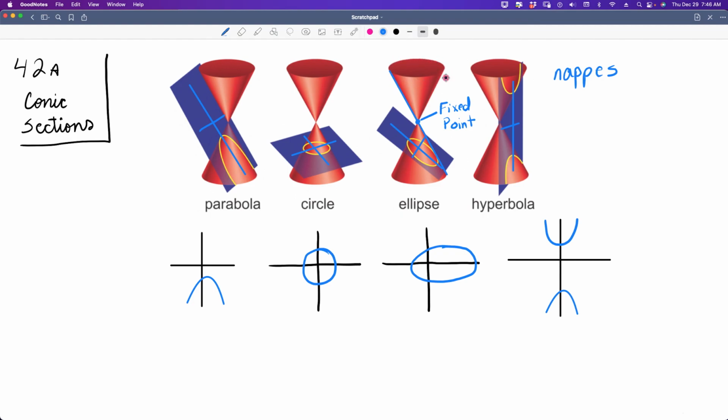And as it does this, the fixed point stays stationary here. The bottom half of the line below the fixed point creates the second conic section. So you have two cones that are joined at their point, like one's upside down on top of the other. Each section here is called a nappe. So this is a nappe, this part here, and this is a nappe here.